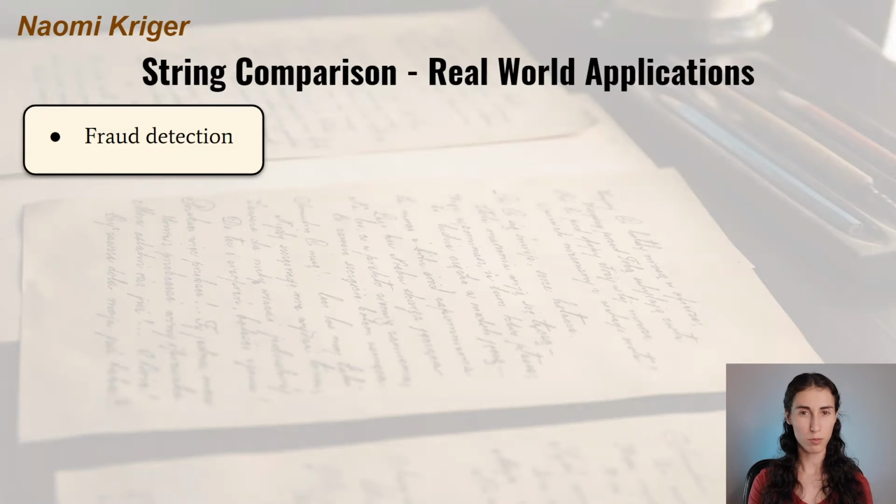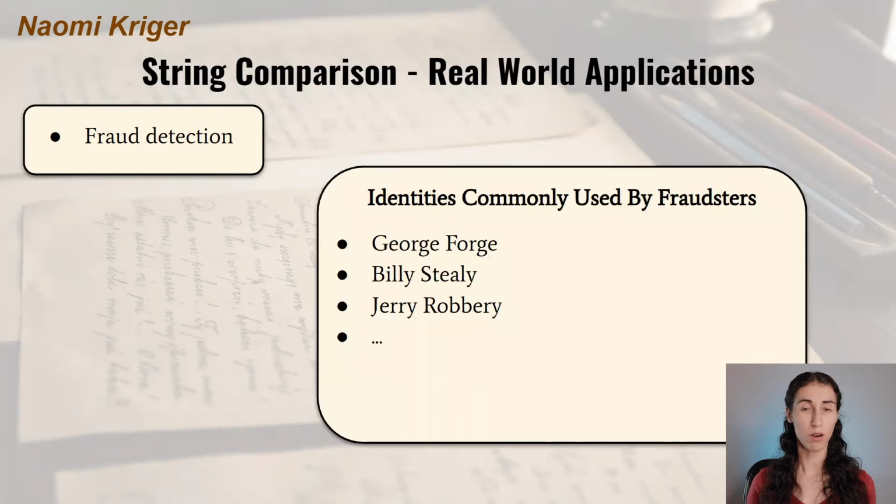So let's take this a bit more to practice. Let's say that we are indeed a company working in financial services, and we have access to a list of identities that we know are commonly used by fraudsters, either stolen identities or made up identities. And in this list of identities, we have access to the people's full names, addresses, and other relevant such identifiers.